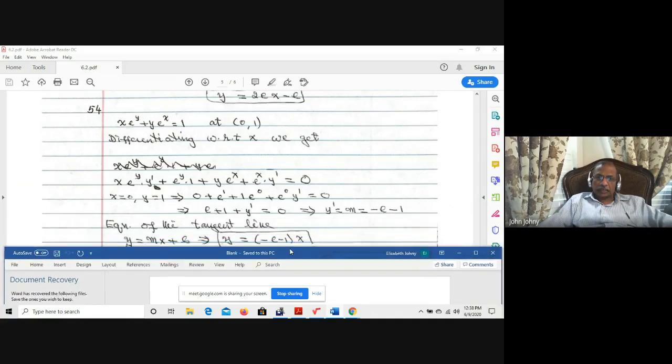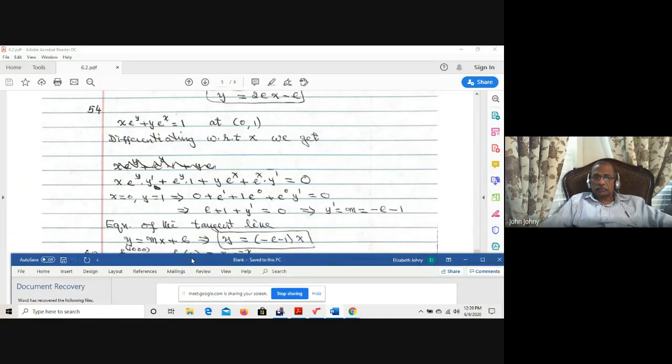Equation of the tangent line formula is y is equal to mx plus b. In this case, we use the slope intercept form because this is the y-intercept. x equal to 0 means this is the intercept. You may use the other formula also. There's nothing wrong in it. So y is equal to mx plus b. That is y is equal to negative e minus 1 times x plus b. The 1 is missing here.